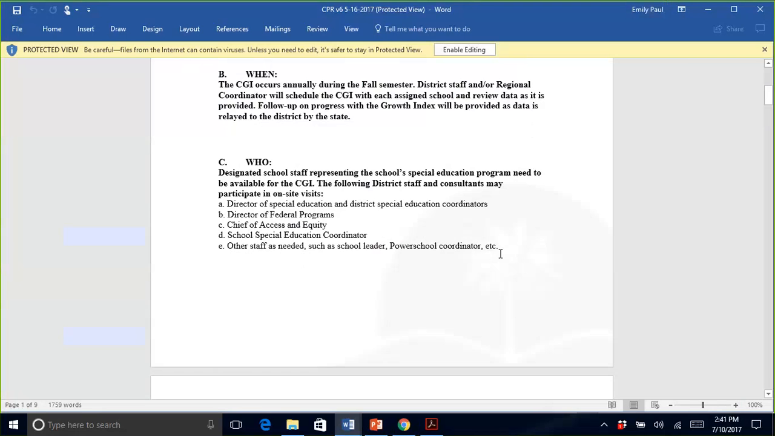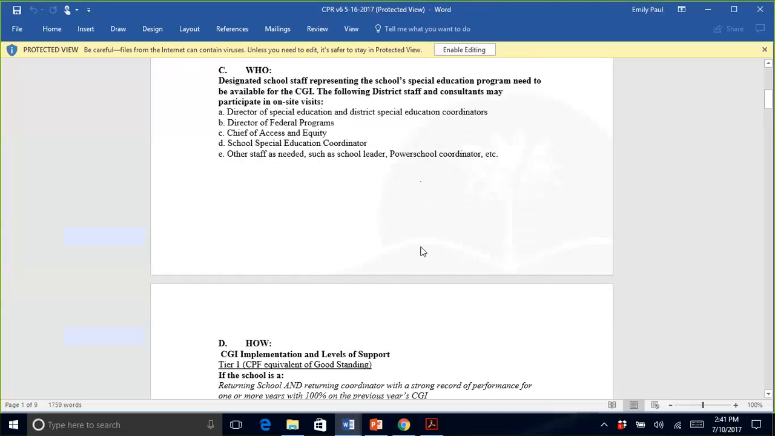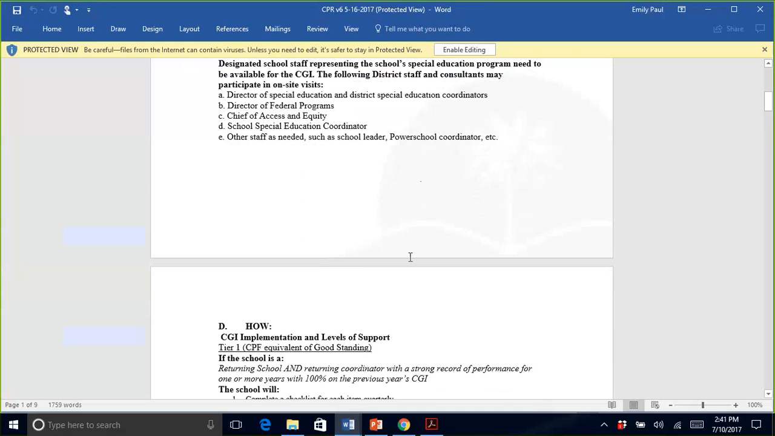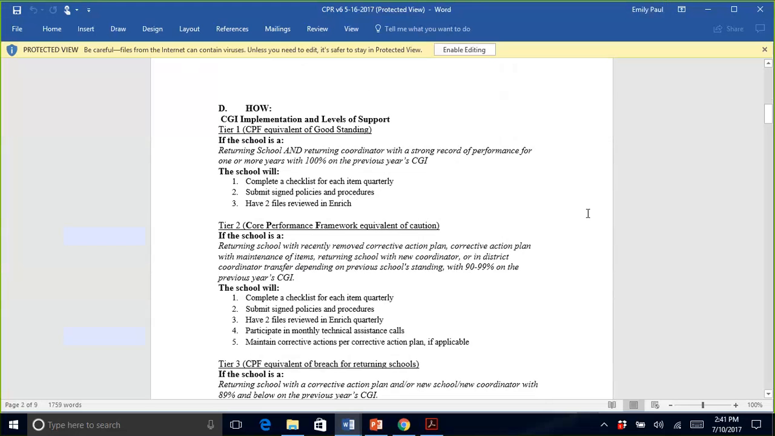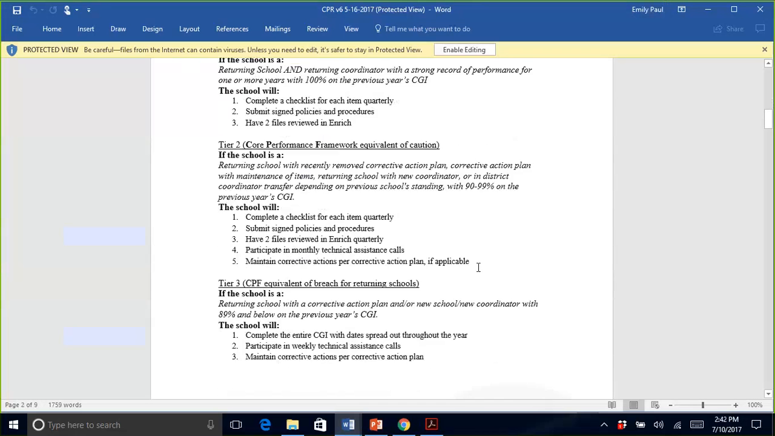We can also involve our boss, the Chief of Access and Equity, who right now is Audrey Lane, the Director of Federal Programs, Mr. B, and then the School Special Ed Coordinator, and anybody else like Power School that might need to help give information for this. These are the ratings that we just went through. So there's your Tier 1, Tier 2, and Tier 3, and each part of the CGI that you'll have to participate in depending on your tier.